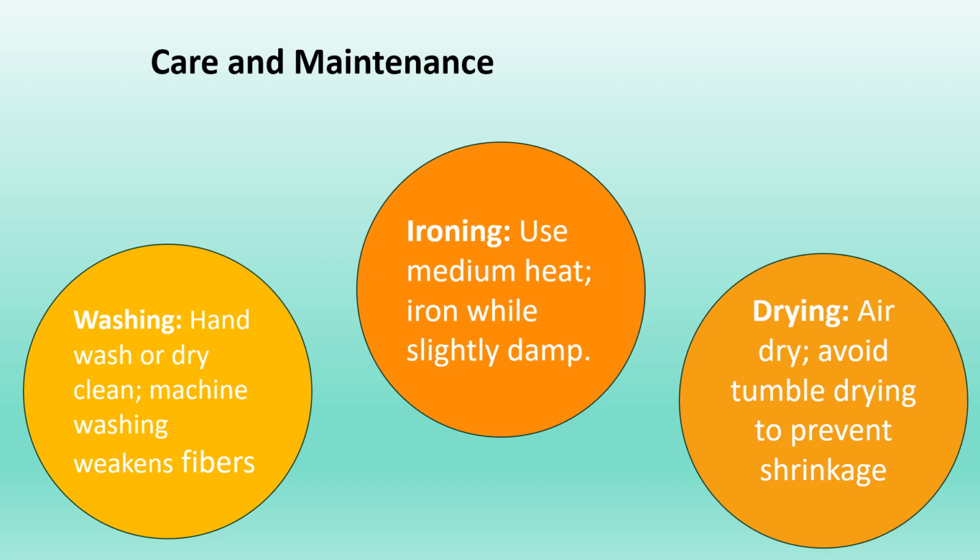Rayon should be air dried rather than tumble dried to prevent shrinkage. Use medium heat and iron while the fabric is slightly damp to avoid scorching. Following these care instructions ensures that rayon garments retain their quality and longevity.